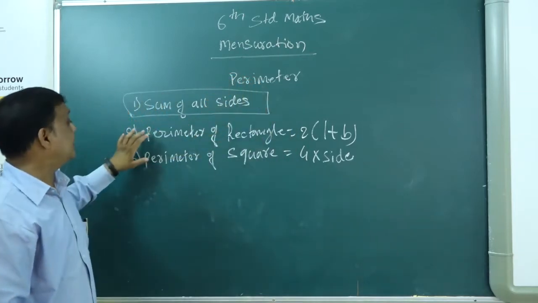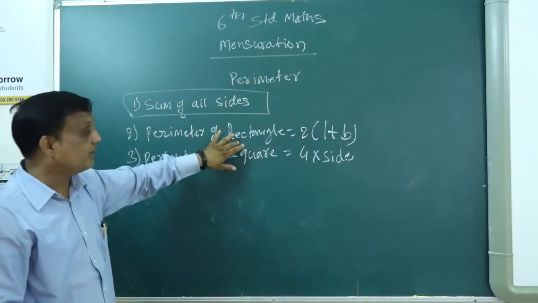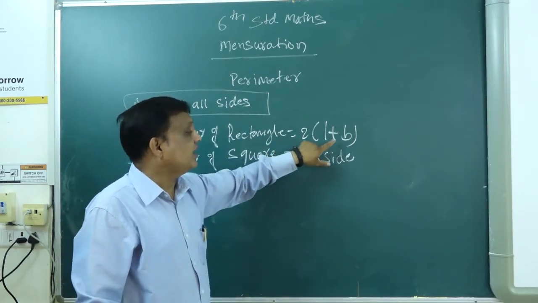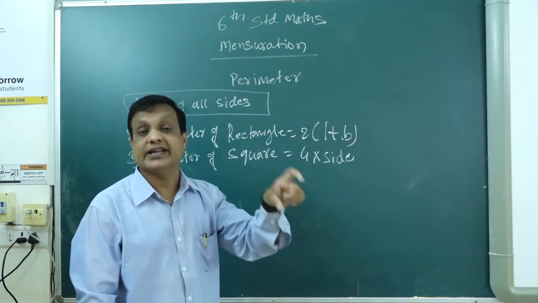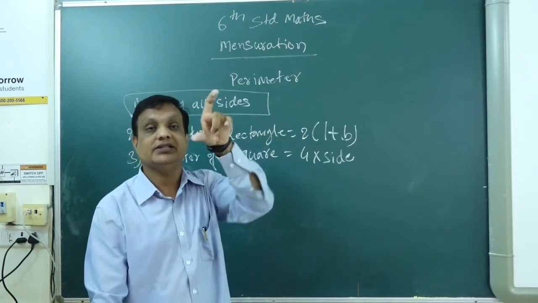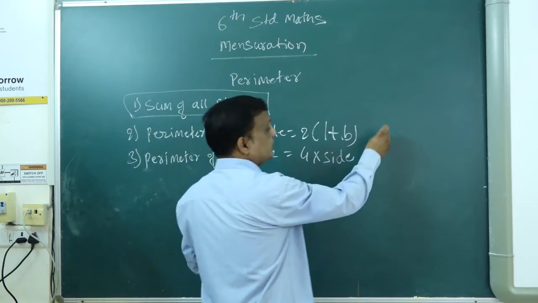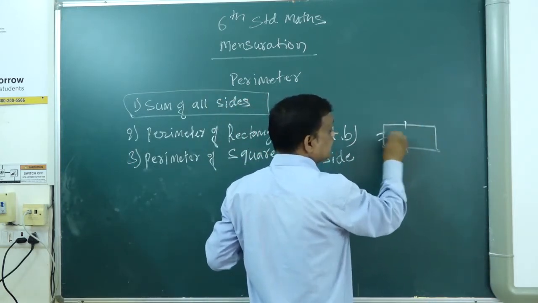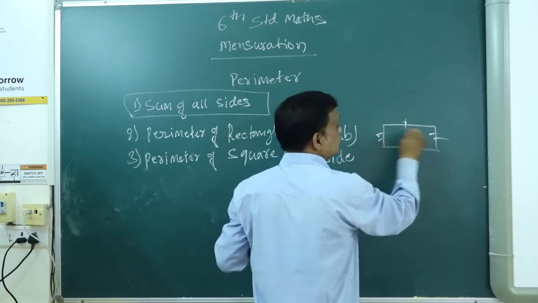We also learned the perimeter of a rectangle. What is the formula? Perimeter of rectangle is equal to 2 in bracket length plus breadth. Why 2? Because a rectangle has 2 lengths and 2 breadths. Here I am drawing the figure so you will understand. This is the length and this is the breadth. We have 2 lengths and 2 breadths.